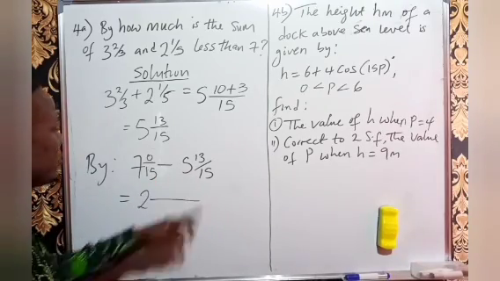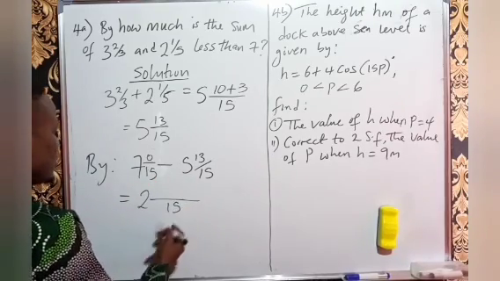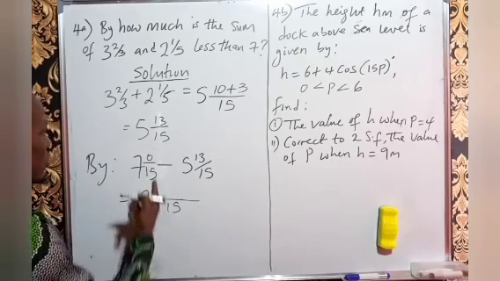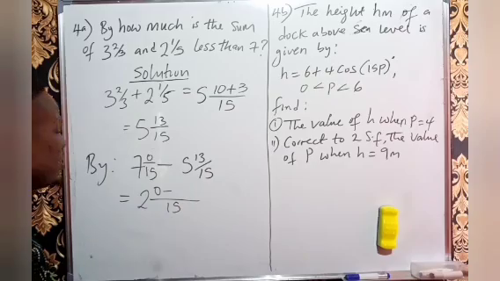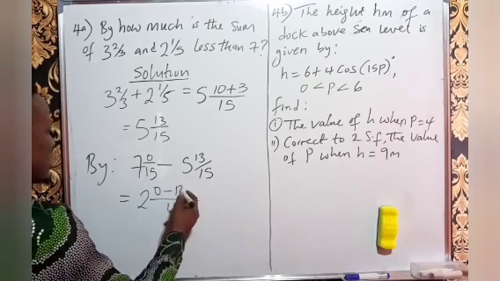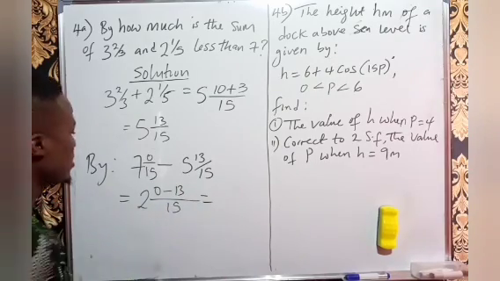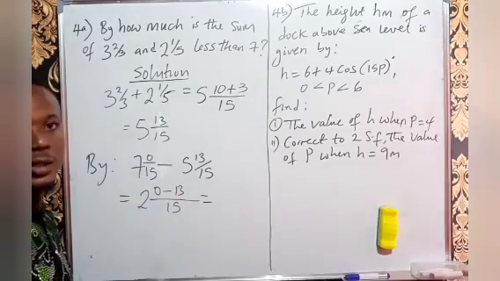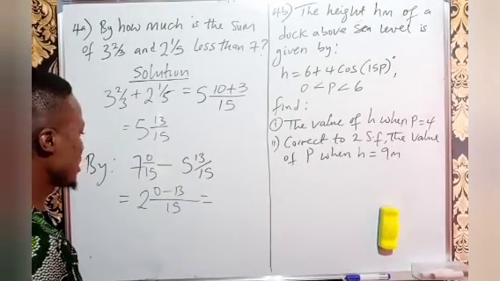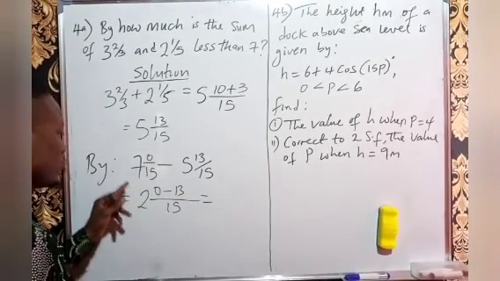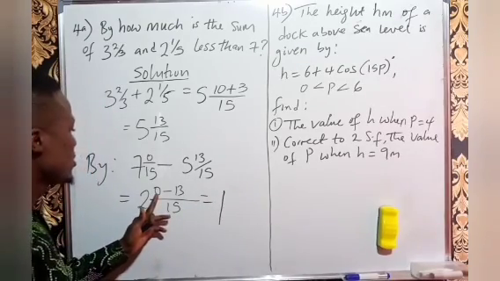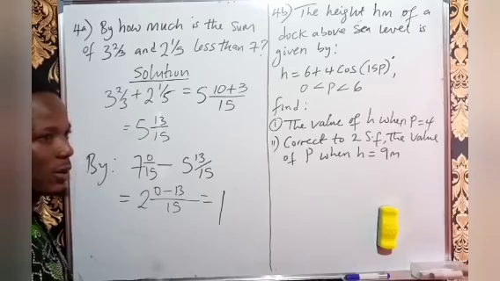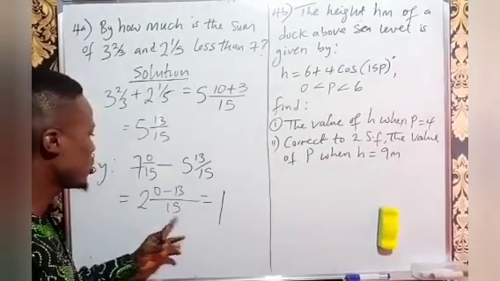LCM of 15 and 15 is just still 15. 15 divided by 15 is 1. 1 times 0 is 0. Minus, 15 divided by 15 is 1. 1 times 13 is 13. Now, you see that 0 cannot minus 13. Because of that, I will borrow from my whole number. So my whole number of 2 will reduce to 1.